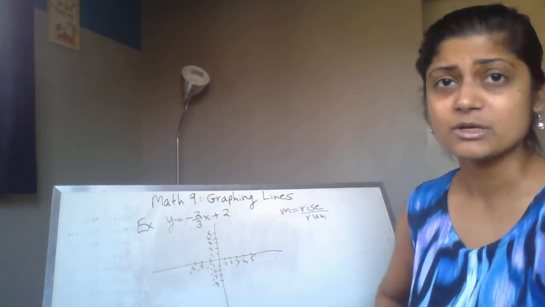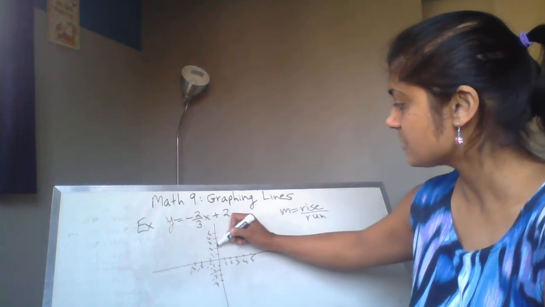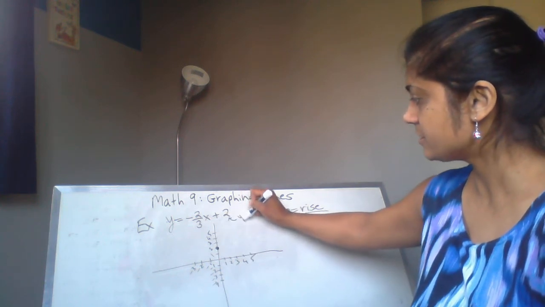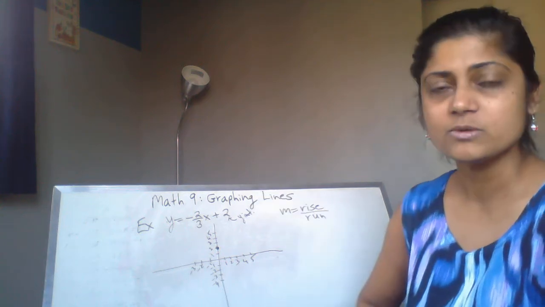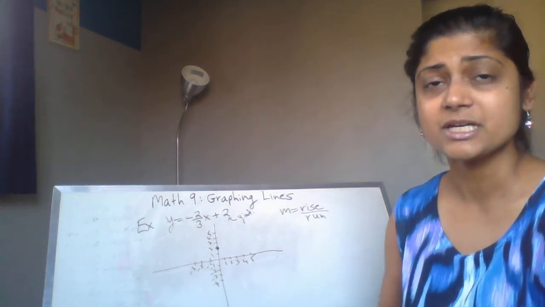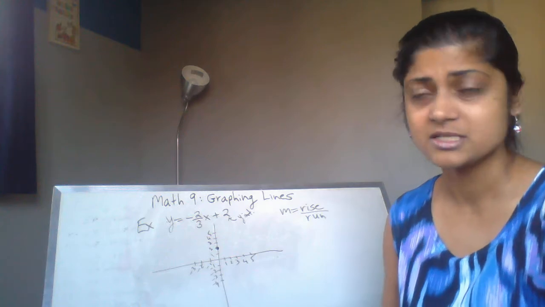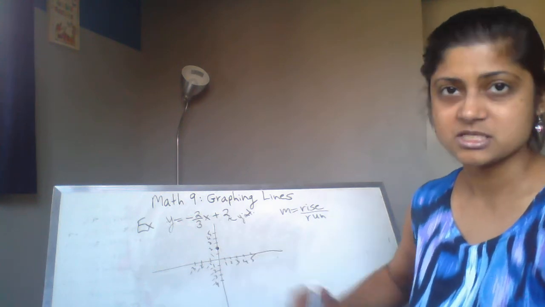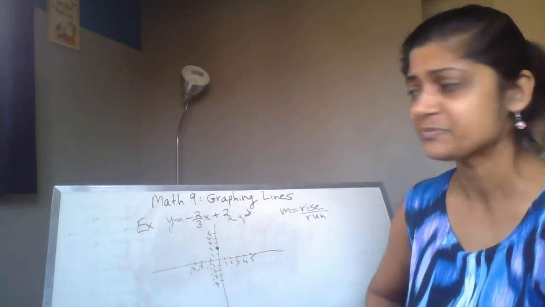So I'm going to start off with positive 2 because this is my y-intercept, which is just this number right here. And you always start off with the y-intercept. Make sure you are taking the sign in front. So in front of the 2 is a positive sign. That's why I'm starting at positive 2 on my Cartesian plane.